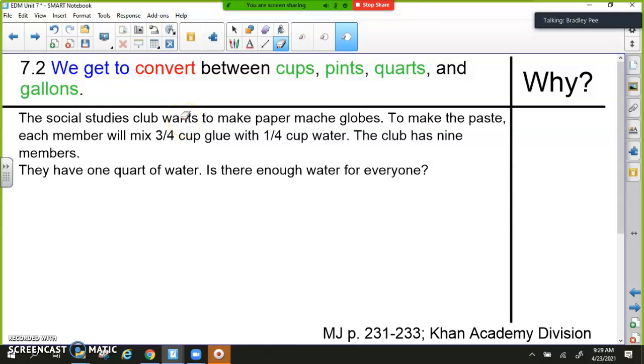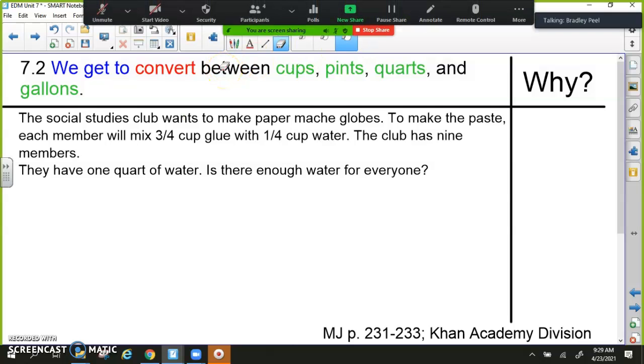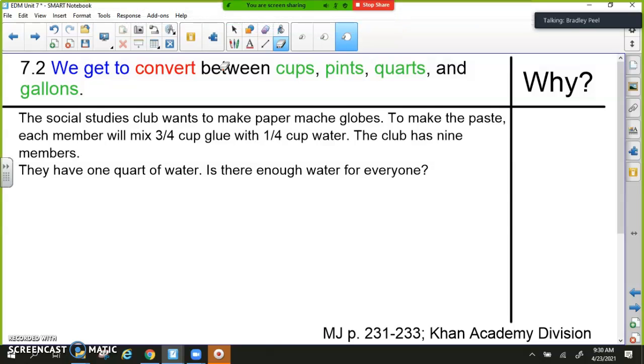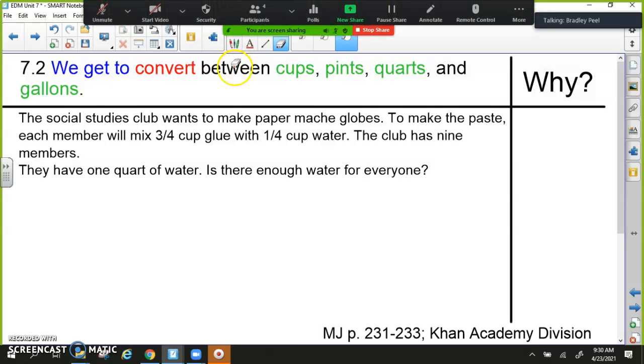Today we're going to work on 7.2 as we get to convert between cups, pints, quarts, and gallons. We get to do it through reading instructions, in a way that's more meaningful than just the charts that we did yesterday. So more word problems, okay?